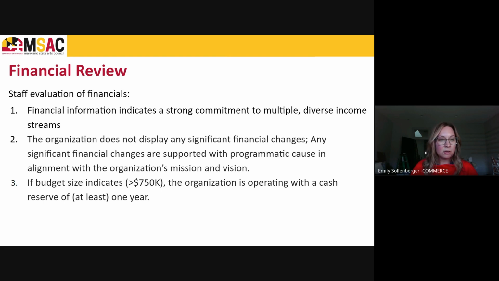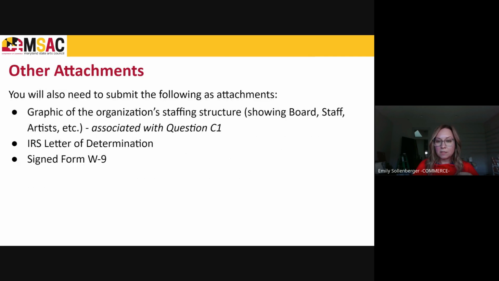And then again, if your budget is over $750,000, that threshold for an audit, we're also looking at if your organization is operating with a cash reserve or cash on hand for at least 1 year of your organization. And these details are also listed in the resources that are provided on the website too.